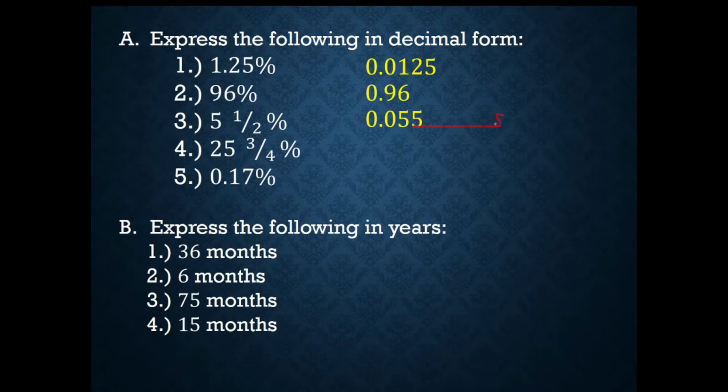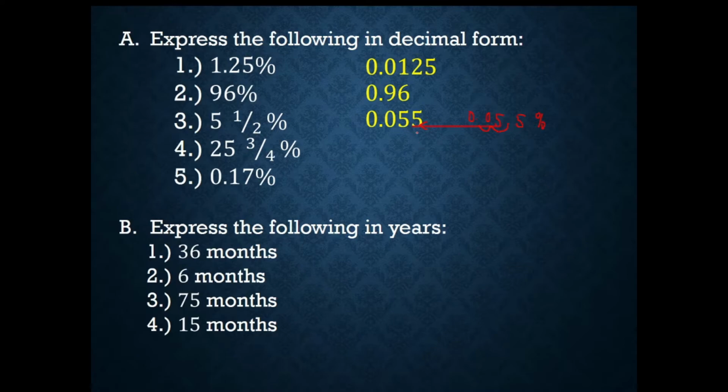So if we have 5.5%, we just move these 2 decimal places to the left. So we'll have 1, 2. The new decimal place will be here. So we could write 0 there, and then we'll have 0 there, giving us 0.055, which is in decimal form.